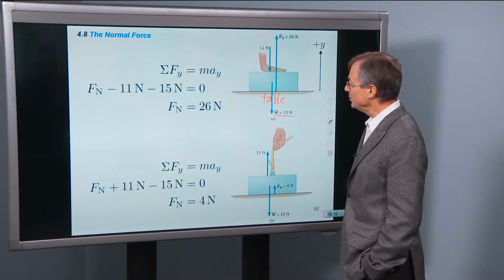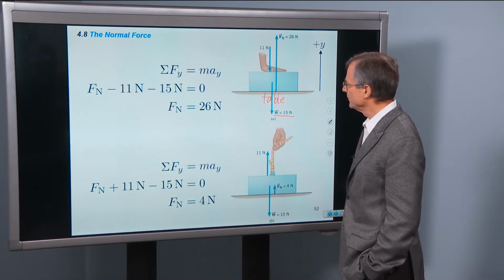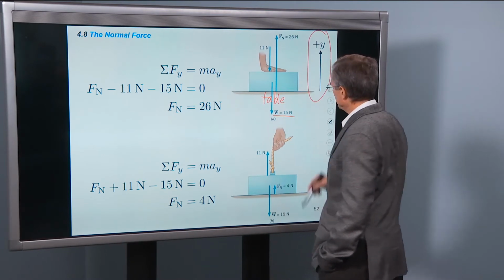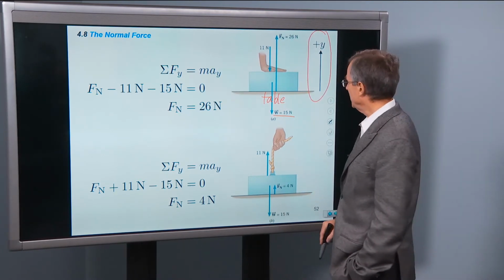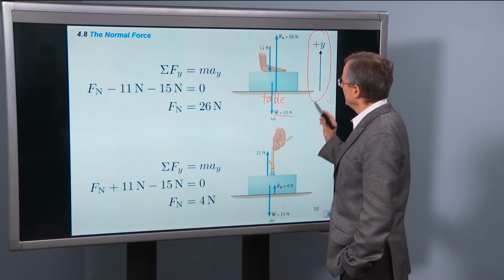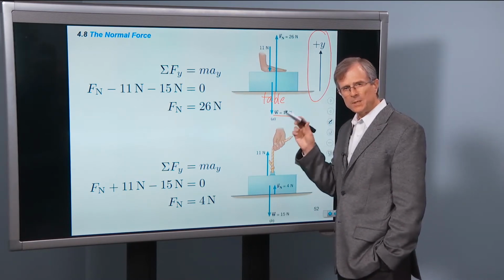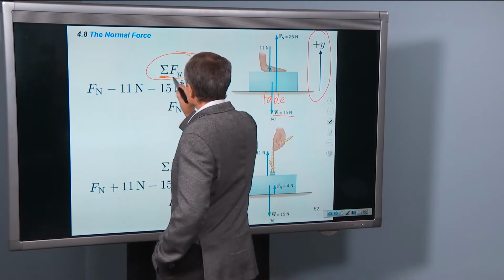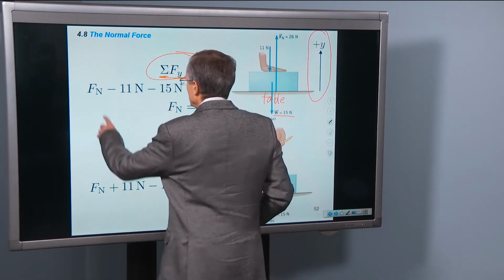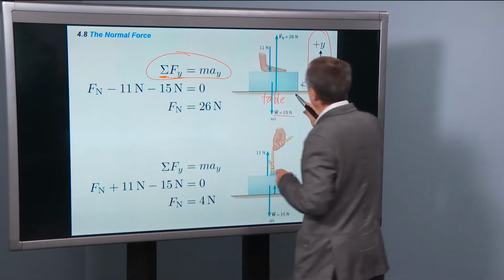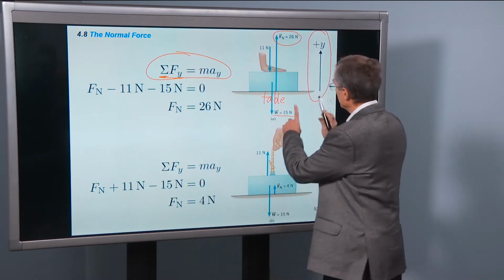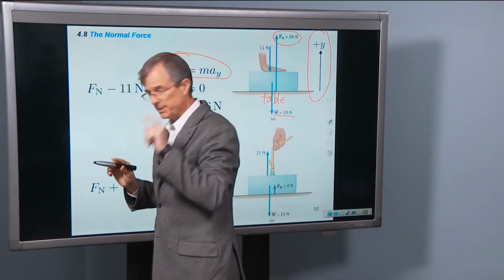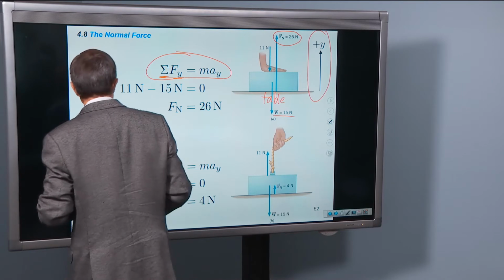Let's apply Newton's second law. We're going to choose a coordinate system. We only need y in this case. We don't really need x. And look at the forces in the y direction. The net force in the y direction. Well, what are the forces in the y direction? Well, there's this normal force which points in the same direction as y. Because of that, its component is going to be positive.